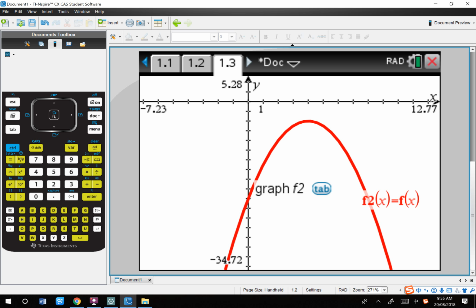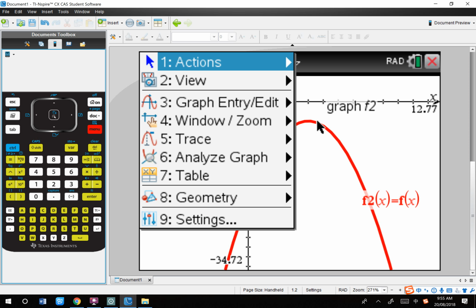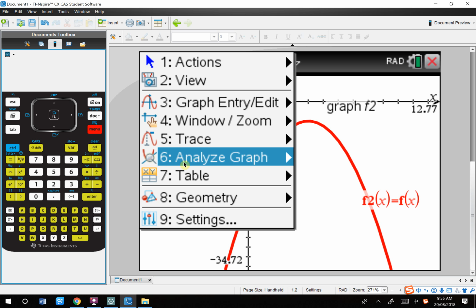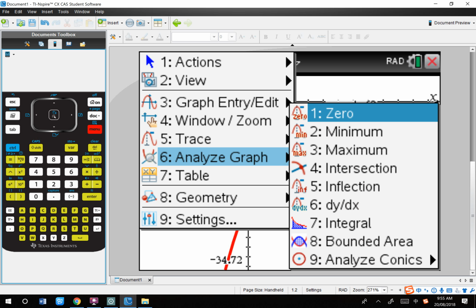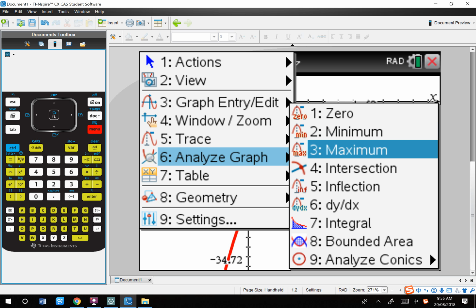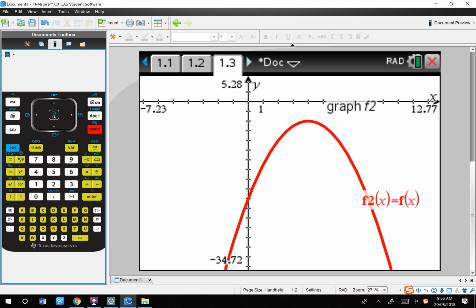Okay, another thing we're trying to do is find the turning point by graphing. Let's press menu. All these things are under analyse graph. So it's analyse graph. And what kind of turning point is this one? Is it a maximum turning point or a minimum turning point? Maximum. So I will go for max. Okay, so it's a maximum turning point. This is the maximum place.